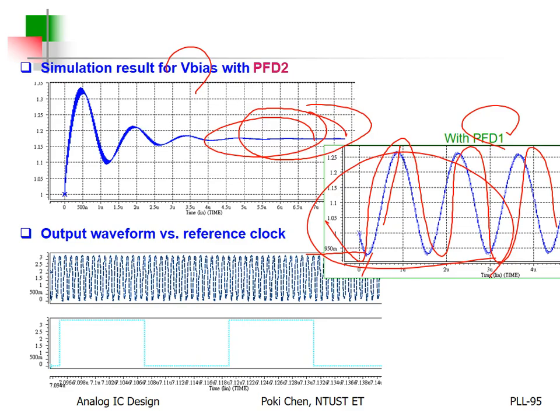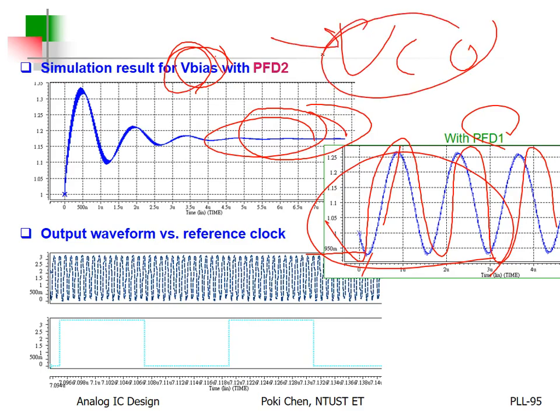Okay? First of all, I need to mention that however good your PLL is, the first parameter you need to watch is V bias, I mean the input for the VCO. The more stable the V bias, the better the VCO performance, the less output jitter. That is what I mean.